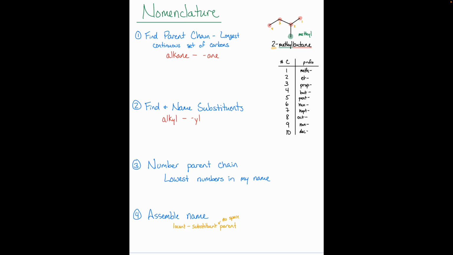All right, so for everything to come, we'll sort of complicate things and add some special rules here, but anytime we do nomenclature, we follow these 4 steps. Find our parent chain, find and name our substituents, we got to number our parent chain, and then we put it all together at the end. Okay? Cool. All right, we're going to call it there.